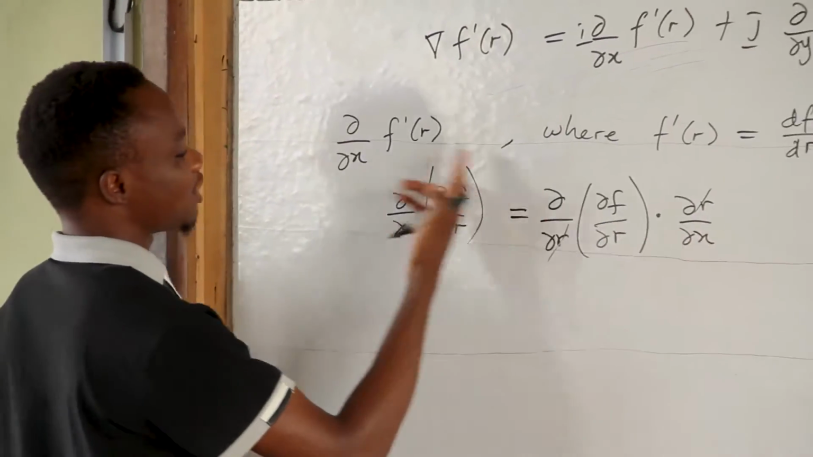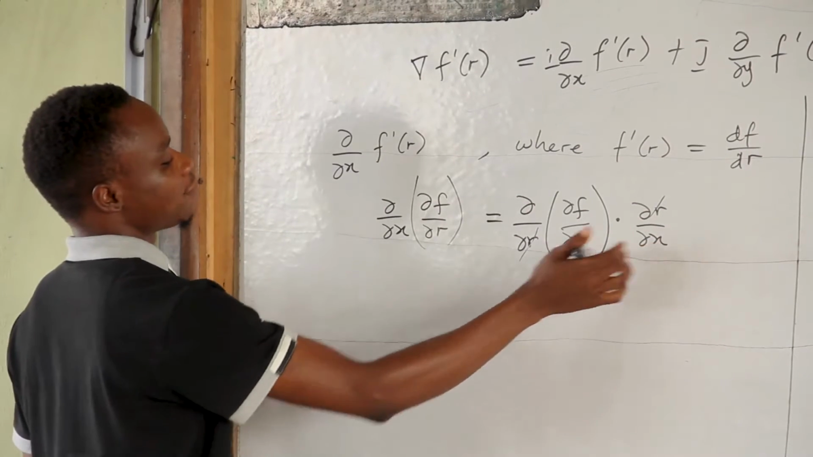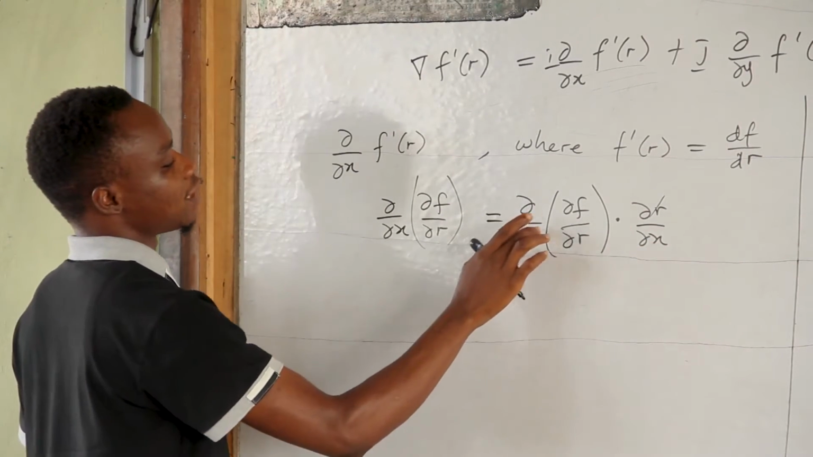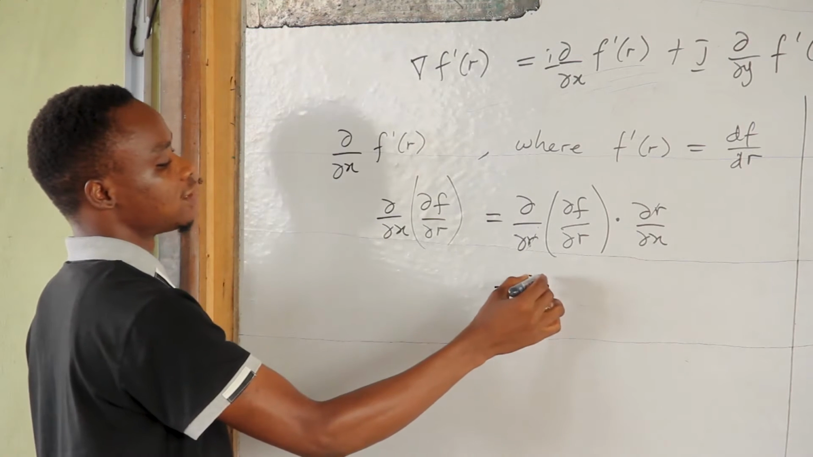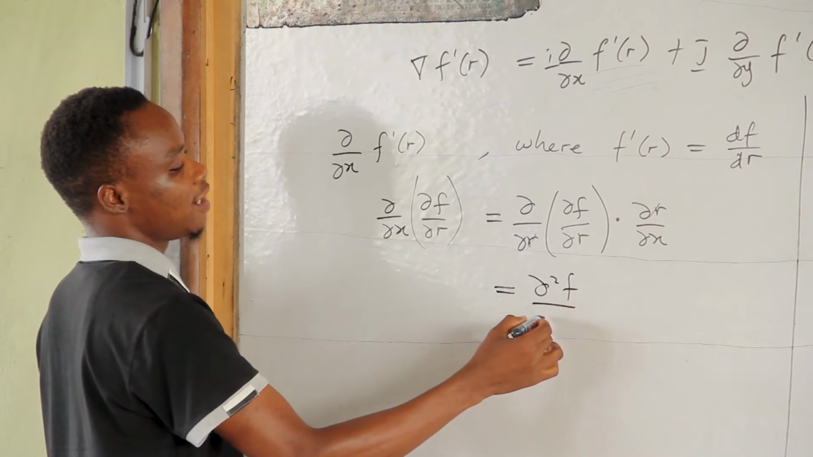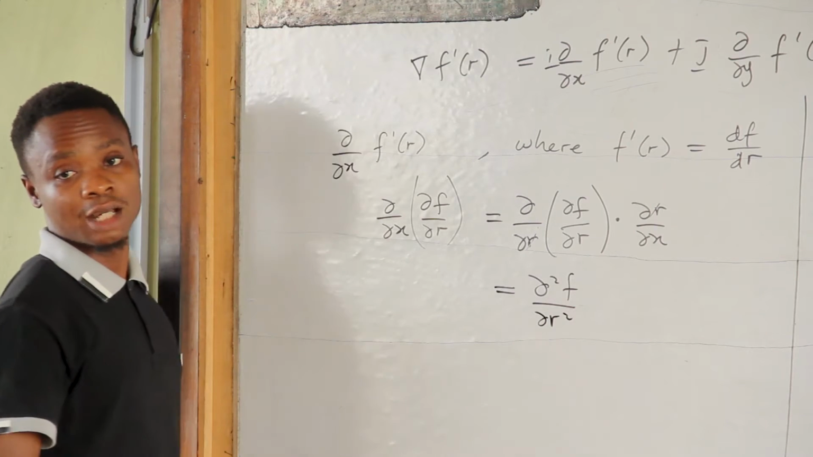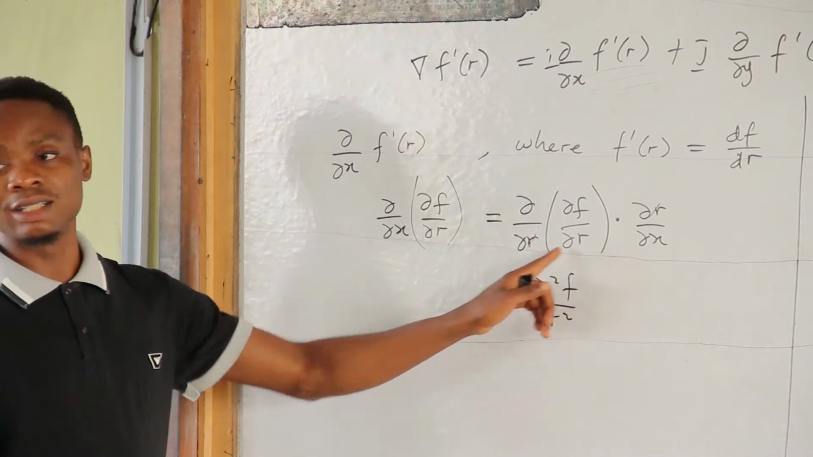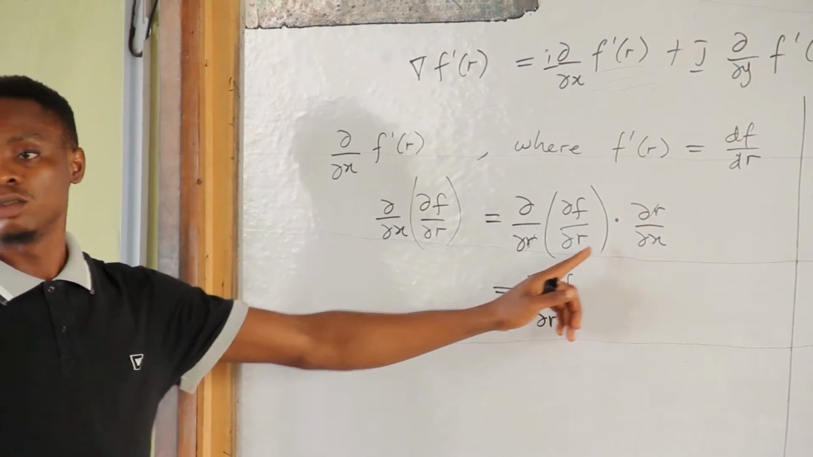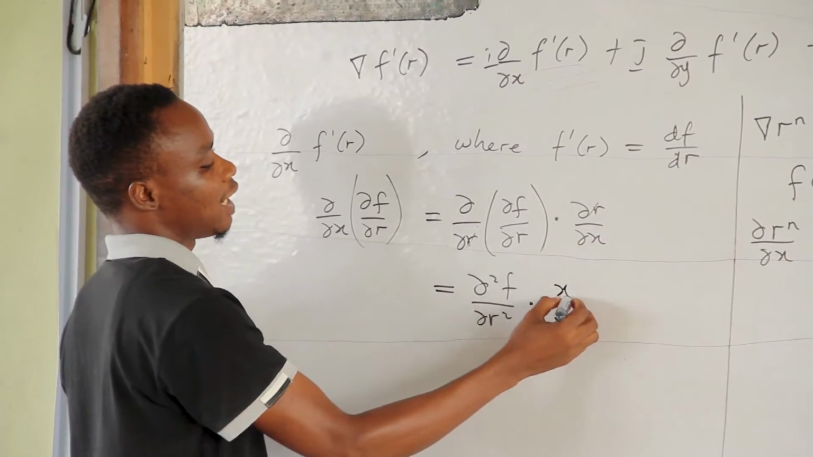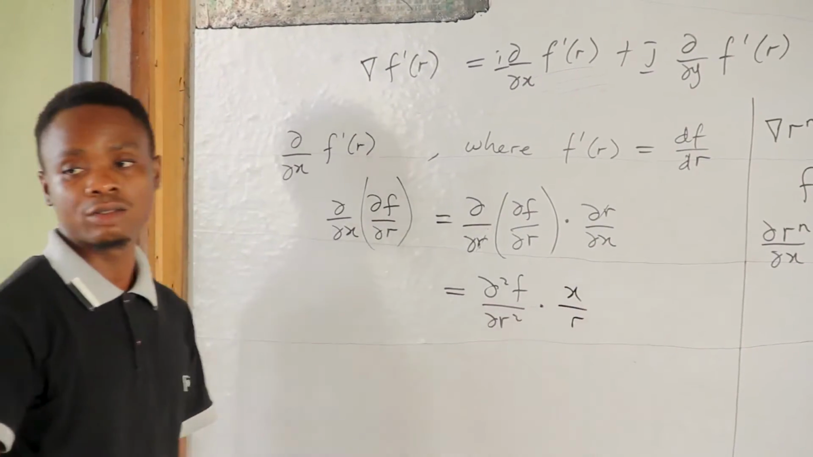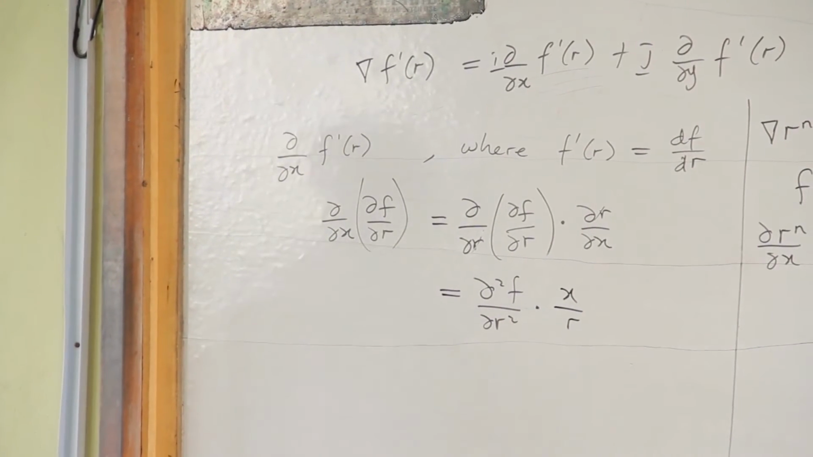So it's the same thing as differentiating this function with respect to x, but now we want to do it separately. So what you have here is the same thing as del squared f del r squared, when I put this and this together. Is that clear? Then multiply by del r del x. I know del r del x is x over r. Is it clear? Do you understand that?